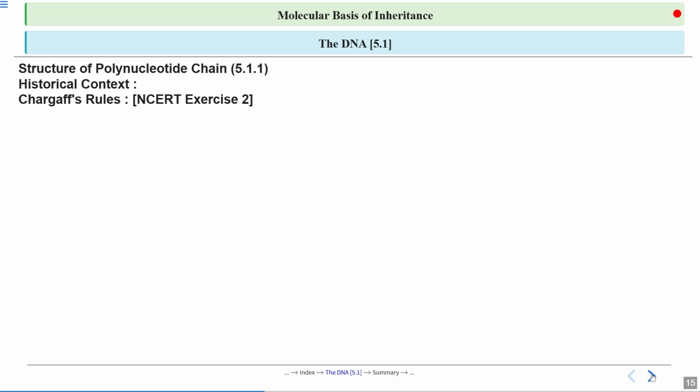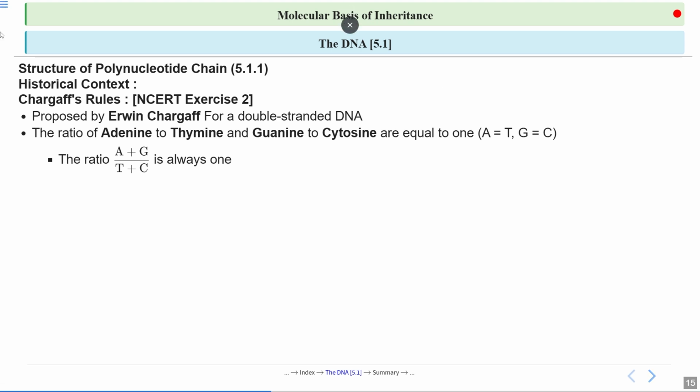Now after this, after Watson and Crick gave the double helix structure of DNA, comes Chargaff's rule. From this you can answer NCERT exercise question number 2. What was the Chargaff rule? This is one of the very important discoveries. Edwin Chargaff proposed this ratio, this formula, for double stranded DNA.